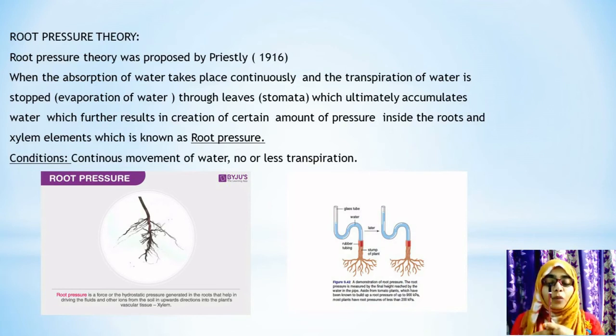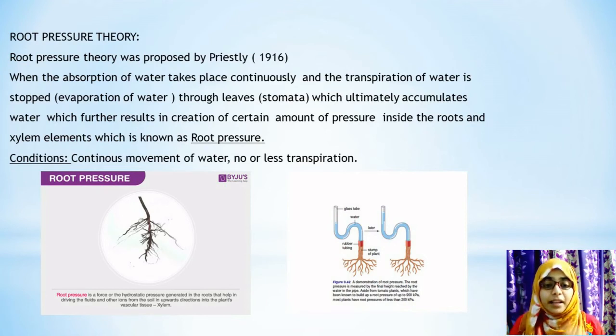But what happens when there is continuous pouring of water into the soil? Water is absorbed by the roots. But when there are no leaves, there is no transpiration taking place. So what happens when there is continuous movement of water? Water gets accumulated in the root system, and since there are no leaves, water evaporates on the stem. Small water droplets are present on the stem, on the trunk.